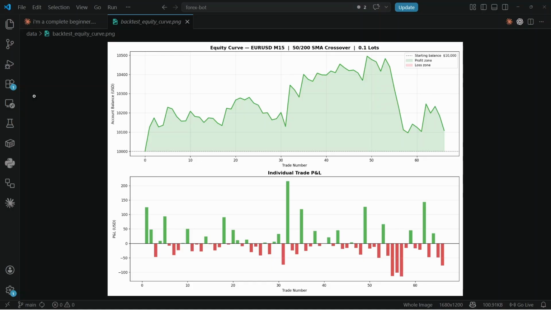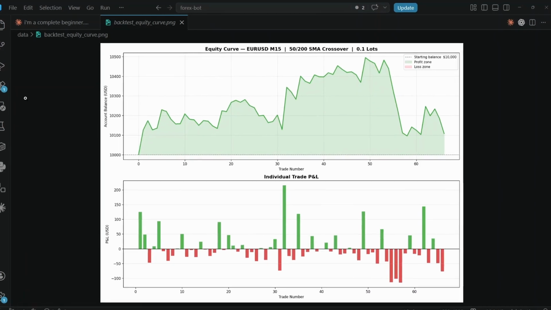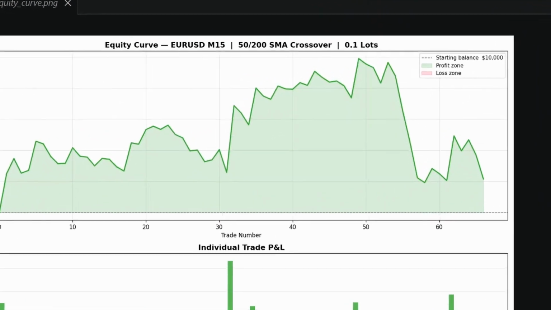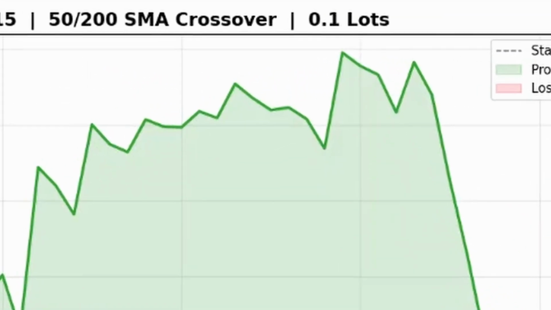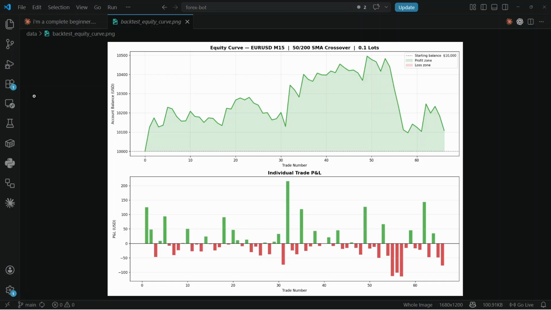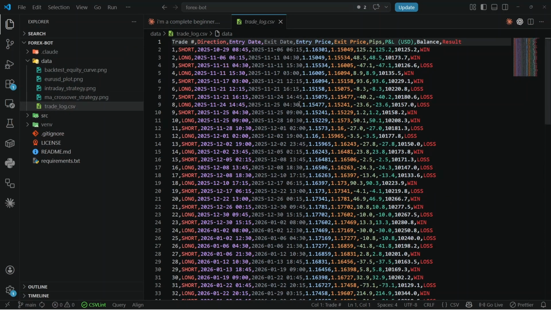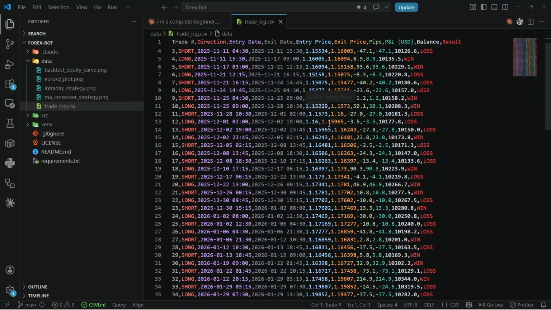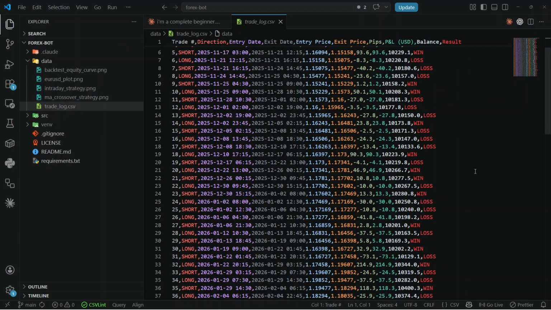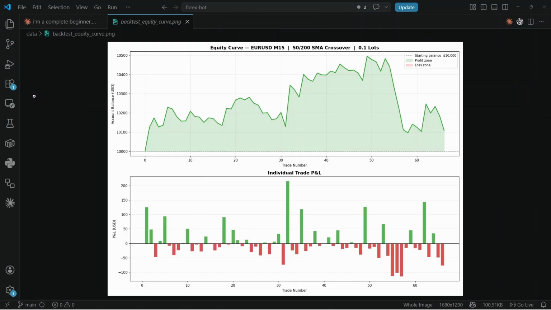Now look at what happened around trade 50. The balance peaked at around $10,500. $500 profit. And then the line started falling. Trade after trade going red. By the end of 6 months, the balance has dropped back to just 10,108. That peak and pullback right there. That's the story of this strategy. It found real profit and then couldn't hold it.